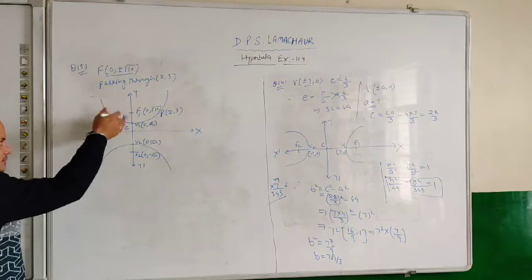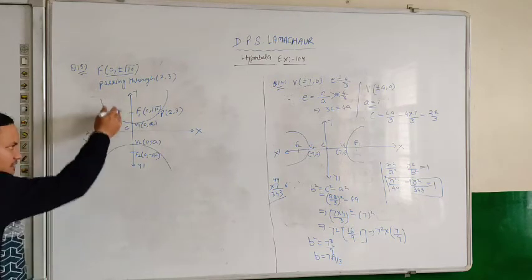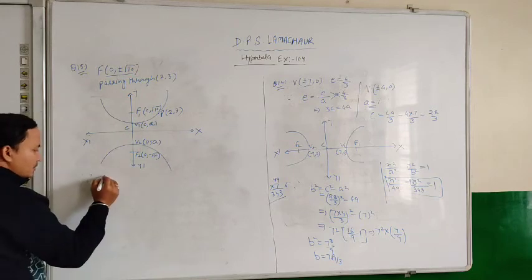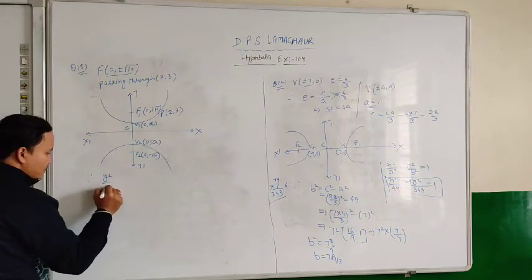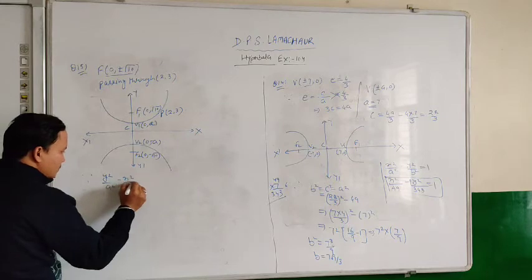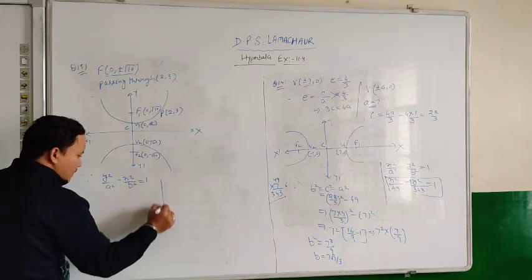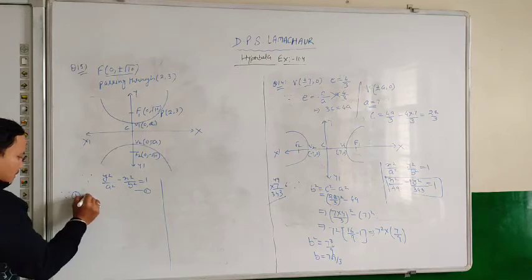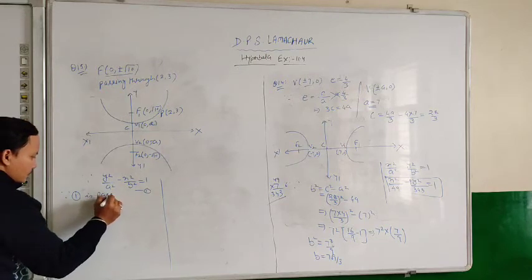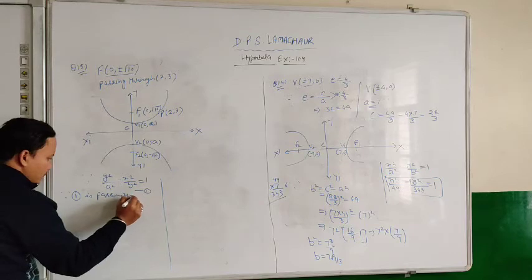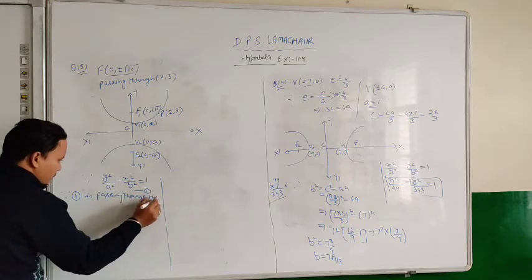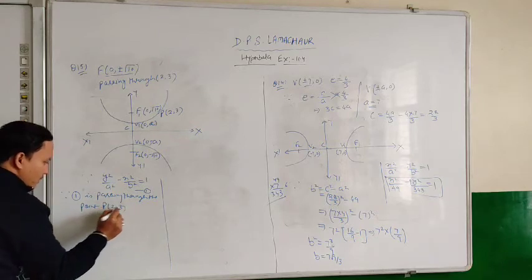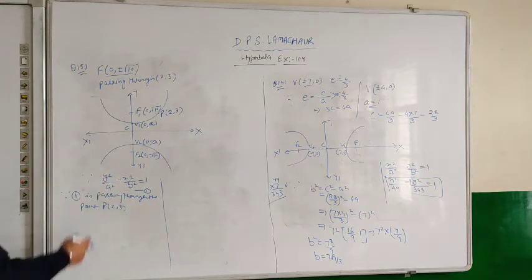So on behalf of this information, it is clear that the hyperbola's transversal axis is symmetric about the y axis. So the required equation will be y square upon a square minus x square upon b square is equal to 1, since it is passing through the point P(2, 3), so it will satisfy the equation of the hyperbola. Now put the values here.